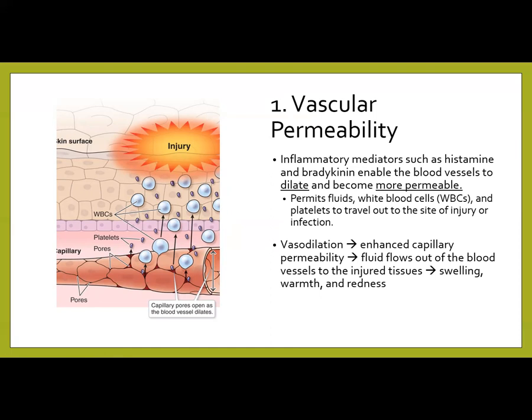This permits things like fluids, white blood cells, and platelets to travel out to the site of injury or infection. So they're allowing things to move in so we can fight whatever is here. Because if you think about it, your vasculature is basically like a highway, and we're opening up these highways to send people to go help. Vasodilation and enhanced capillary permeability mean fluid flows out of the blood vessels to the injured tissues. So this causes things like swelling, warmth, and redness. When you see swelling, warmth, and redness, that's coming from that vascular permeability. It's becoming those things because we're letting things go through.